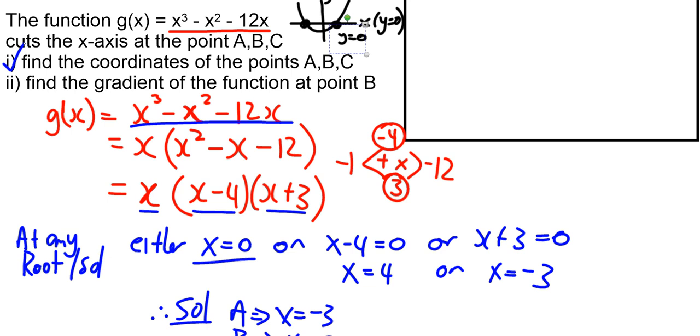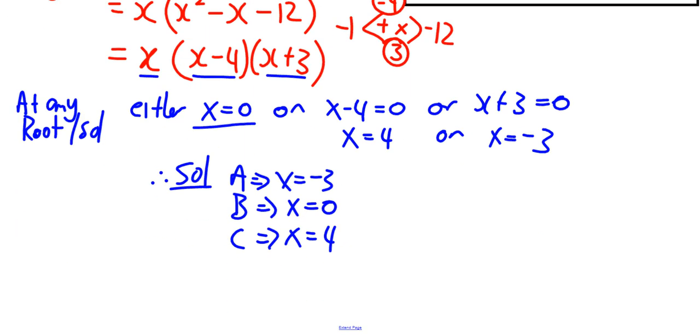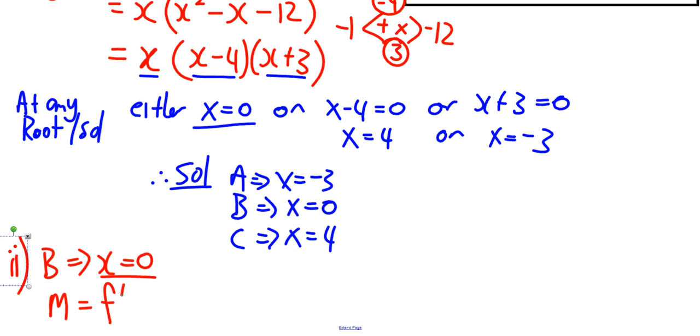And then it asks us to find the gradient of the function at point B. So, part 2. We want to find the gradient of the function at point B, and that's when x equals 0. So remember, in our toolkit, we know that the gradient of our function is equal to the derivative function, okay?